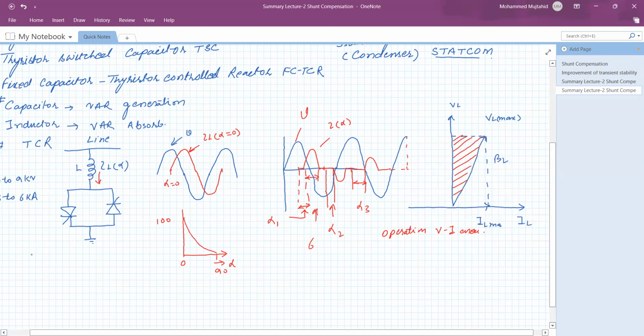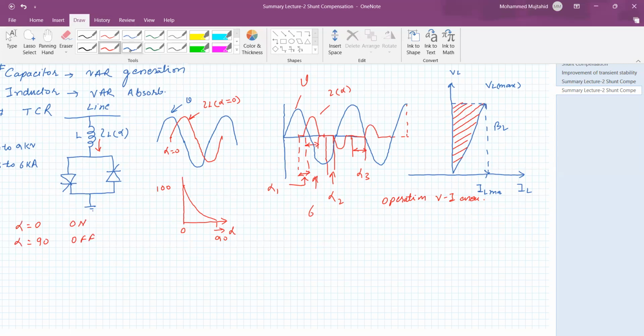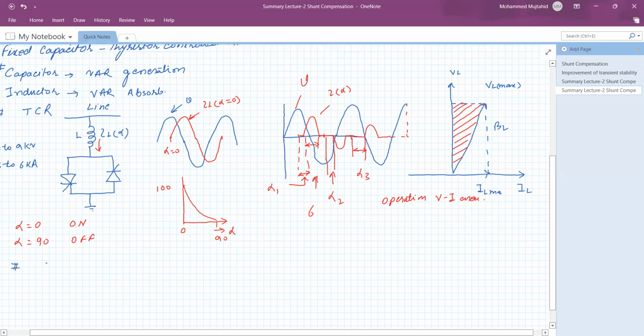So when alpha is equal to 0, it is the on condition, and when alpha is equal to 90 degrees, it is the off condition. Depending upon this on and off, the second part becomes thyristor control. So it will give the second example, that is the thyristor switched inductor, thyristor switched reactor. So it is a thyristor switch.